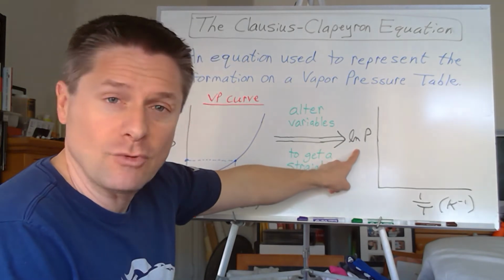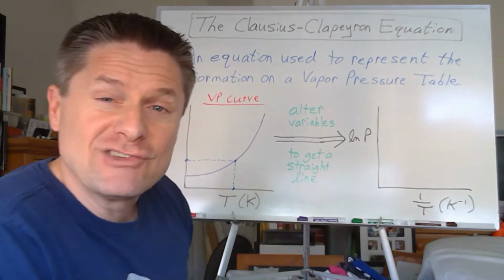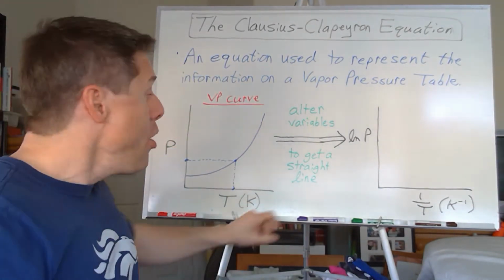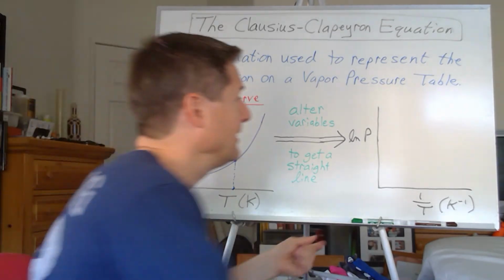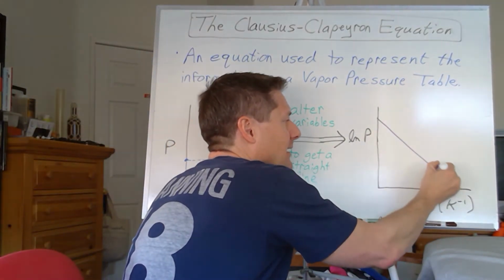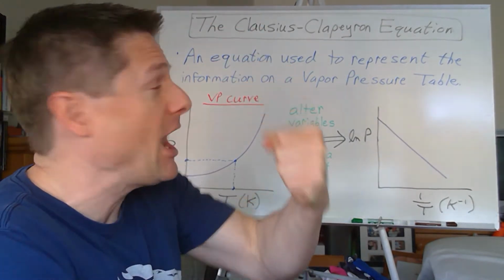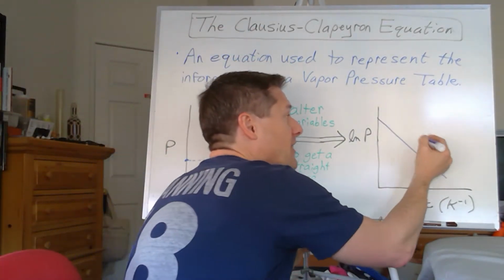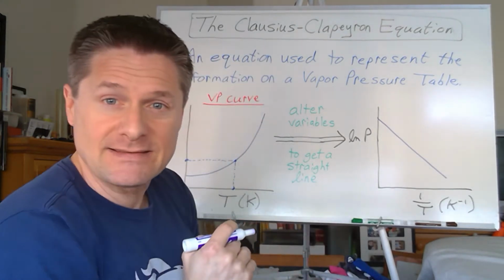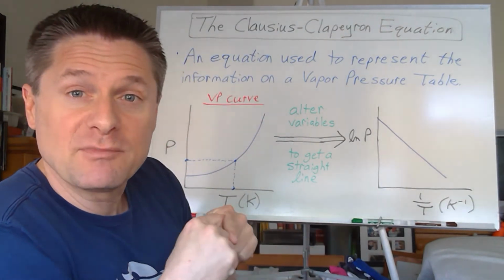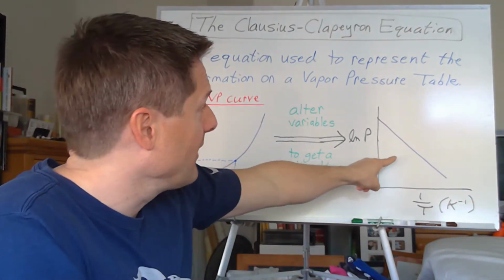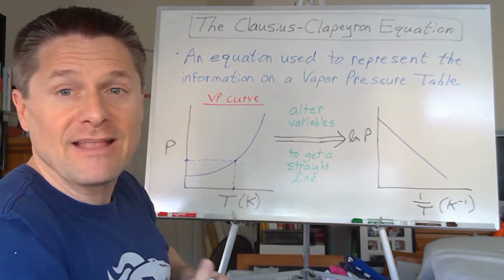But if you take the natural log of the pressure and plot it versus the inverse temperature, what do you get? You get a straight line, my friends. Yes, victory lap! Ha ha ha. And then we can do a least squares fit and get y equals mx plus b. And we can get an equation to represent that straight line. Yay, that's what we're after.